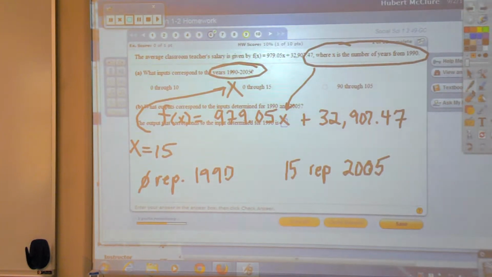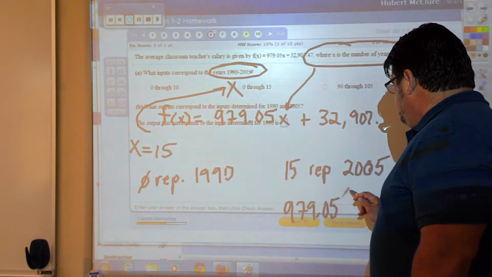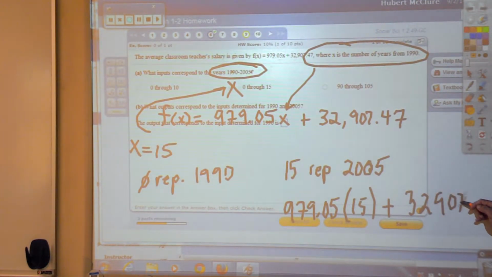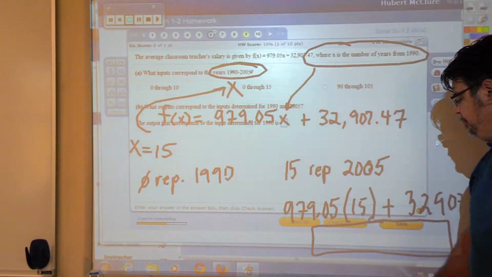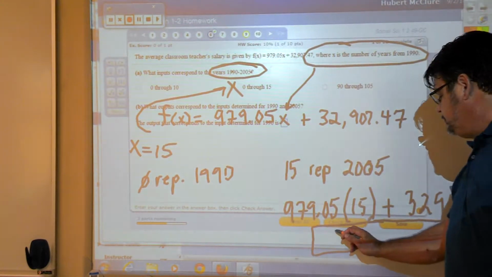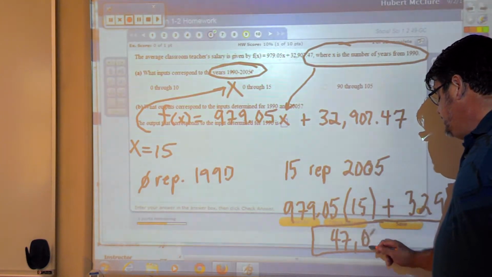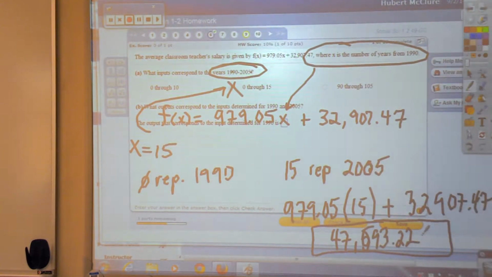But 15, we'll plug that in, and that's going to be 979.05 times 15 plus 32,907.47. Somebody calculate that for me. What does it come out to be? 47,593.22. So if you have 15 years experience, you're making about $48,000 a year.